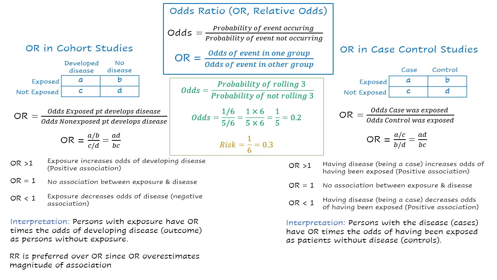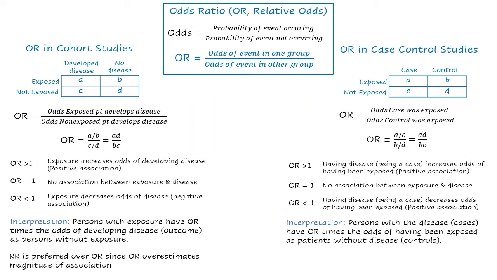calculate by dividing the probability of rolling a 3, 1 over 6, by the probability of not rolling a 3, 5 over 6, and this comes out to 1 over 5, or 1 to 5. Keep in mind that the odds is not the same thing as probability, which in this case is 1 over 6 and corresponds to risk.